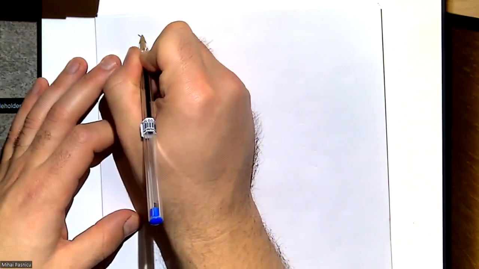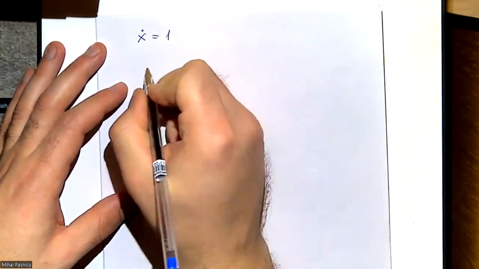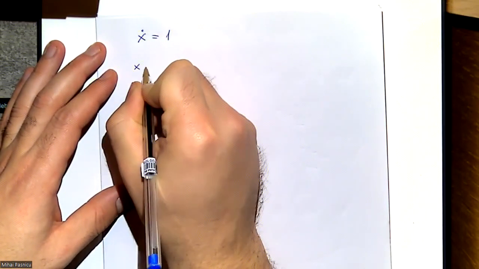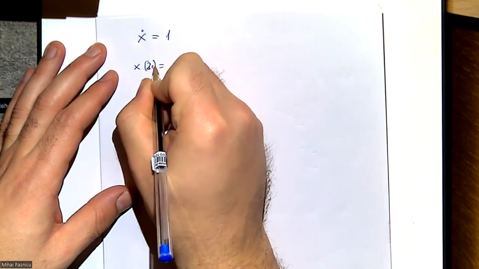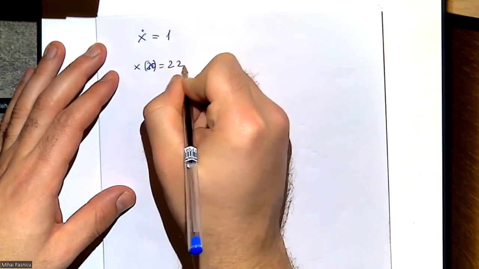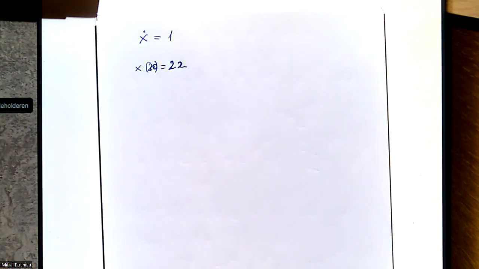Now, I guess I can just do one trick question. One fast trick question is: consider x dot being equal to 1. Find me the solution where x of 1 is equal to x of 20 is equal to 22. Okay, now something like this. How would we solve this?